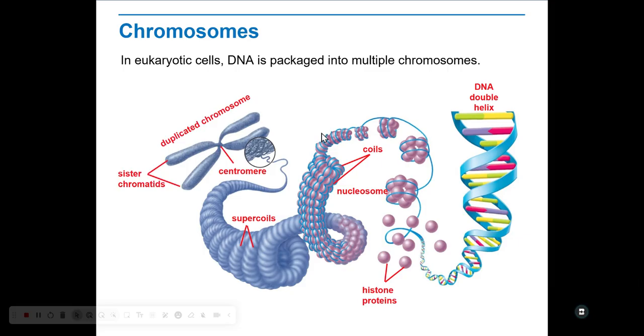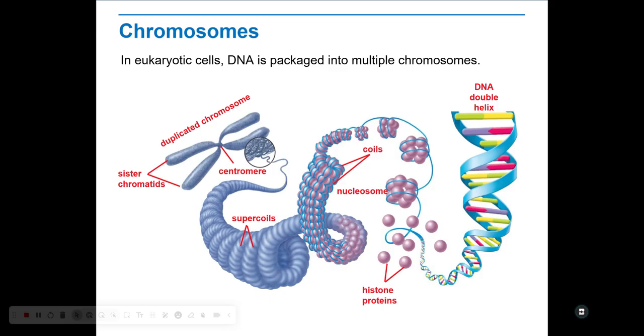Then those supercoils are going to bundle together and form a chromatid. You can see the sister chromatids, there's two of them. Those two sister chromatids are held together with a centromere, and in this particular instance we have what are called duplicated chromosomes. Everything that's on the left side of the centromere is a duplicate of the stuff that's on the right side of the centromere.